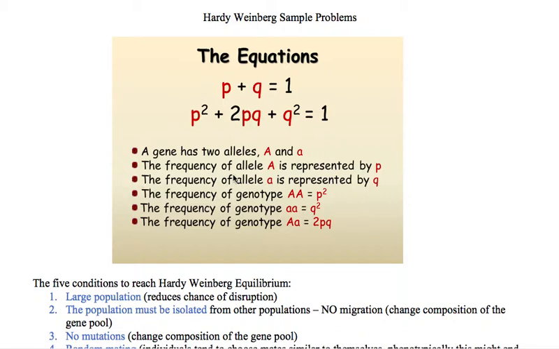A gene is made up of two alleles. It can either be the dominant allele, the recessive allele, and any combination. So we have homozygous dominant, homozygous recessive, and heterozygous, the combination. In our equation, p squared plus 2pq plus q squared is equal to 1, we have a couple variables. The first one is that the frequency of the dominant allele is going to be represented by p. Seen here, p squared, p. And the frequency of the recessive allele is going to be represented by q every time.